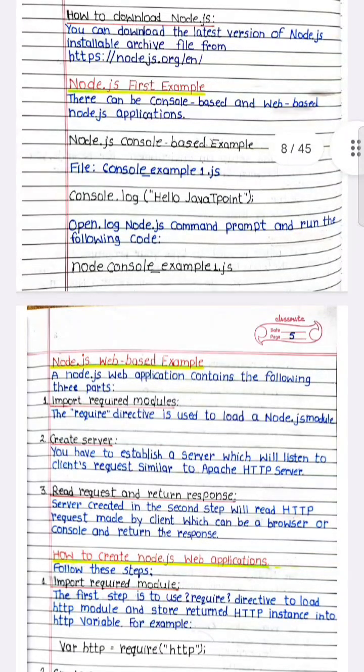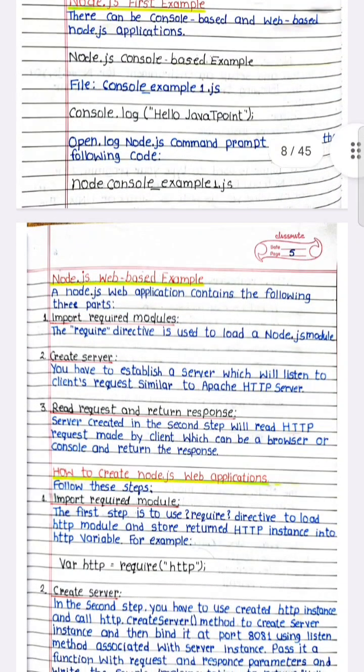Next is a Node.js web application example. A web application contains the following three parts: first, import required modules; second, create server; third, read request and return response. These three are important while using Node.js. So how do we create a Node.js web application? First, import the required module, like a variable: we write var http equals require HTTP.